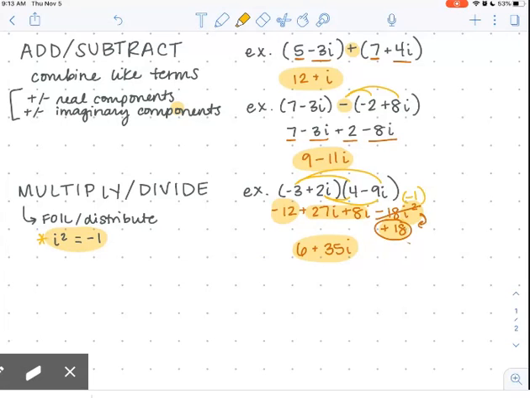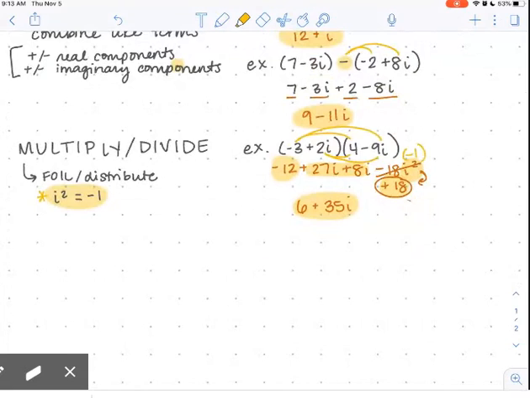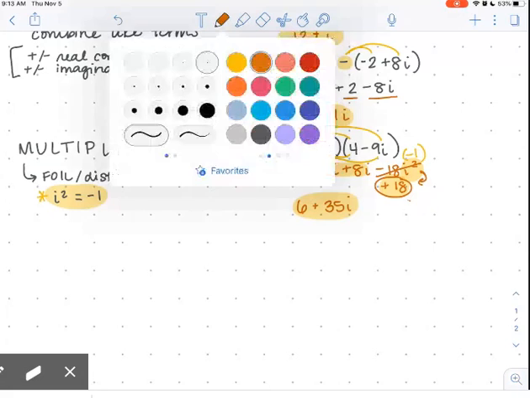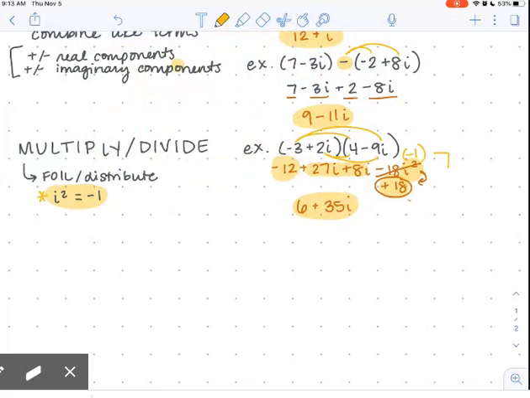Okay. How do you guys feel about that? Same as multiplying two binomials. It's just this little thing over here is the only new idea. That if you have an i squared, you're going to change that to a -1 and continue simplifying.